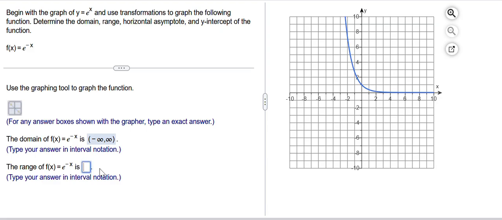And then we're looking for the range. From the range, I would like for you to think about the horizontal asymptote, what we discussed, which is what you have added or subtracted right here. And if you notice there's nothing, this tells me there is a horizontal asymptote at y equals 0. So my range goes from 0 to positive infinity.